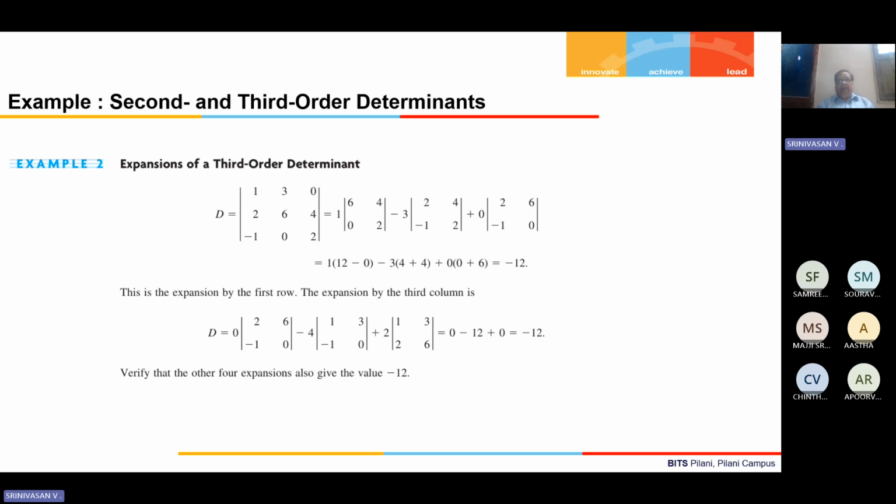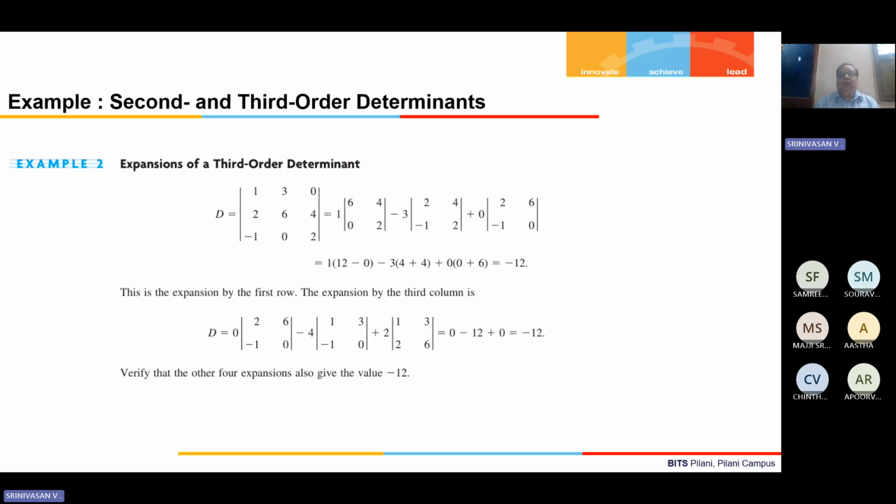So here it is 1, then its minor 6, 4, 0, 2. Minor means a determinant, a 2 by 2 determinant. Okay. Then positional sign minus, the element is 3, its minor: this row and this column are to be deleted. So you have 2, 4, -1, 2 as its minor. Plus, last row, last element 0, multiplied by its minor. You know very well that multiplying its minor by 0 gives only 0, but you should write it, isn't it? 0 multiplied by its minor 2, 6, -1, 0. Okay.